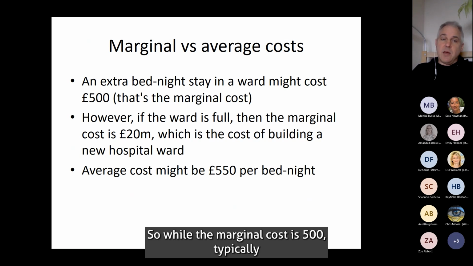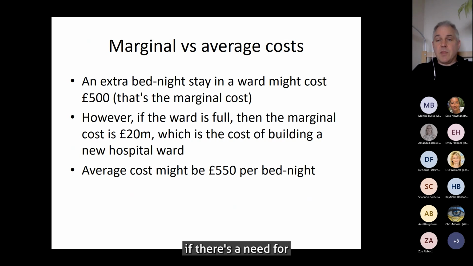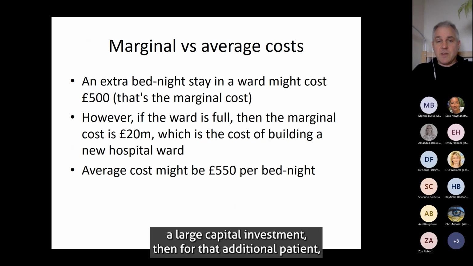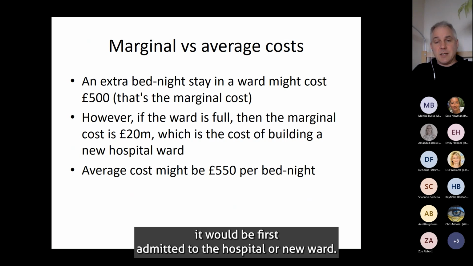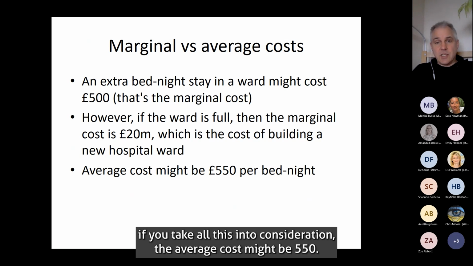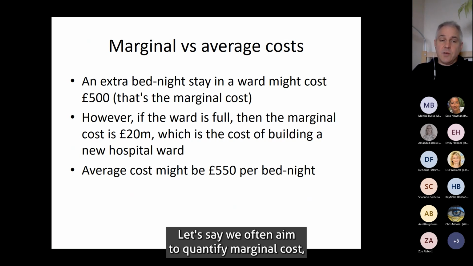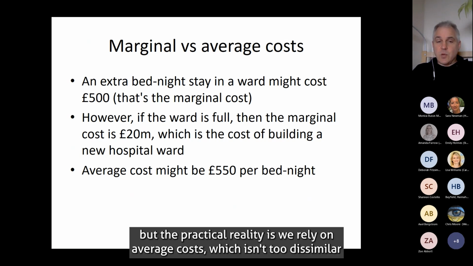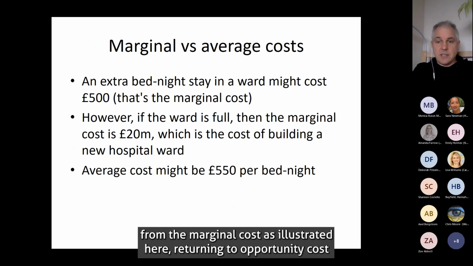So while the marginal cost is 500 typically, if there's a need for a large capital investment, then for that additional patient who would be first admitted to that hospital or new ward, their marginal cost would be in the millions of pounds. So on average, if you take all this into consideration, the average cost might be 550, let's say. We often aim to quantify marginal cost, but the practical reality of it is we rely on average costs, which isn't too dissimilar from the marginal cost as illustrated here.